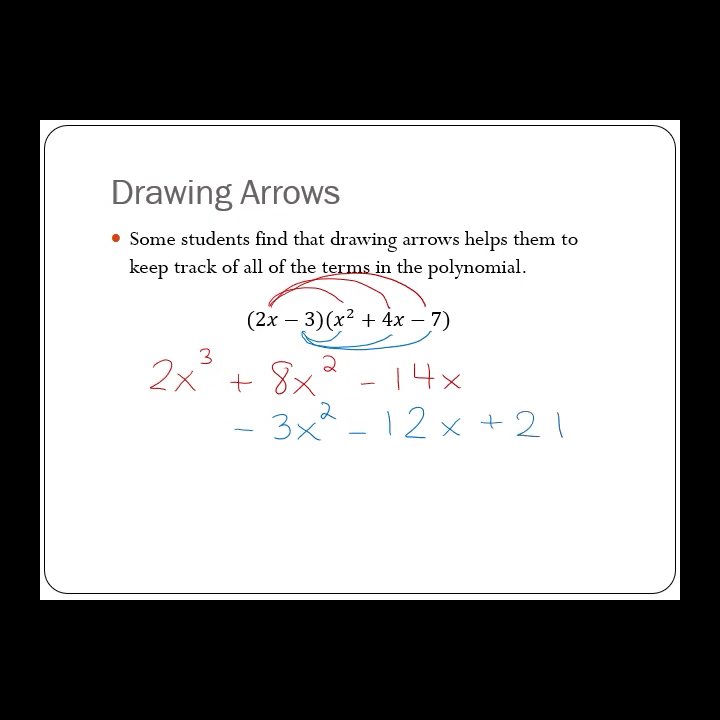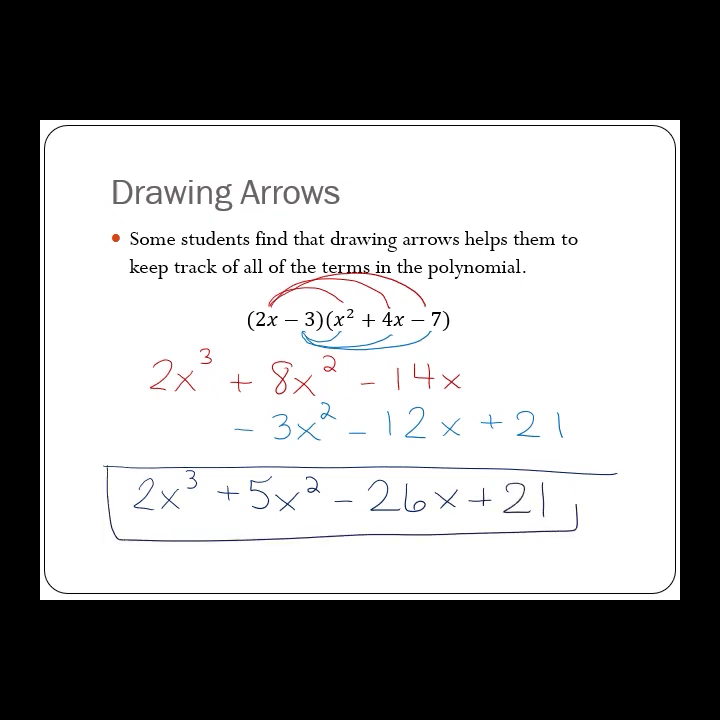So in this case, FOIL only had 4 terms, but we have 1, 2, 3, 4, 5, 6. We have 6 different things that we have to put together. And we're going to go ahead and combine our like terms. This is 2x cubed. 8 minus 3 is 5. Negative 14 and negative 12 is negative 26x plus 21. So that would be our final answer.